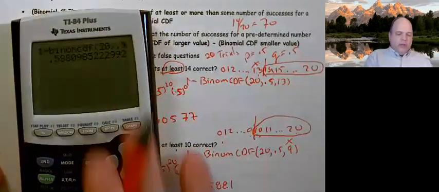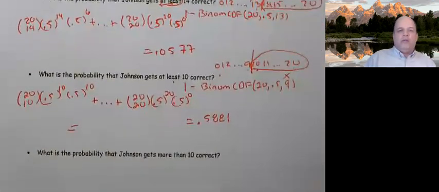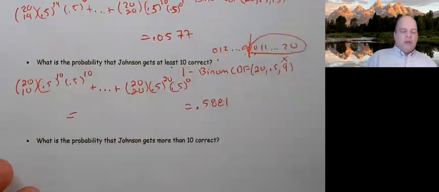Well, the good news of this is the chance that he makes a 50 or better. There's about a 58% chance that he makes a 50 or better. That's what that is, because 10 correct out of 20 is 50. What's the probability he gets more than 10 correct?